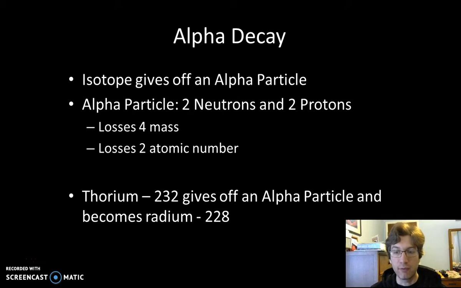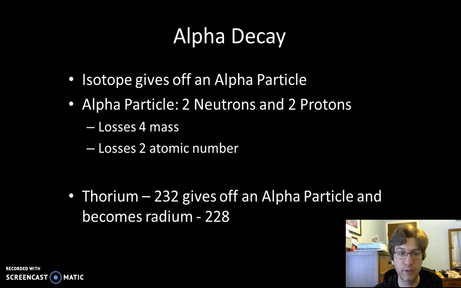If I give off this, then I am losing 2 neutrons and 2 protons. If you recall, neutrons and protons each have an atomic mass unit of 1. So when I go through alpha decay, I lose 2 neutrons and 2 protons, so I'm going to be losing 4 mass, 1 for each neutron, 1 for each proton. Because I'm getting rid of 2 protons, I'm also going to lose 2 atomic numbers.